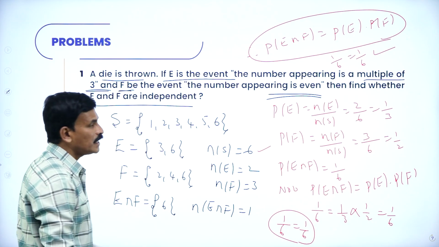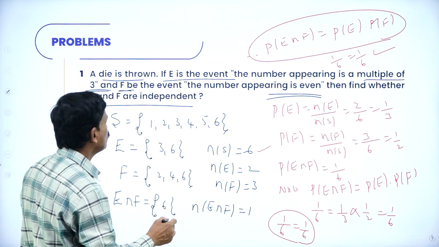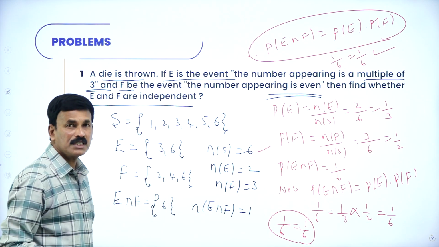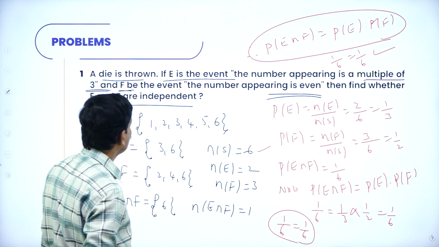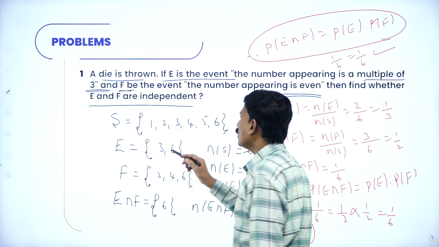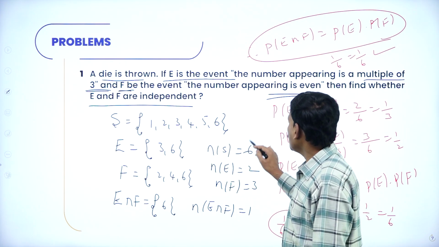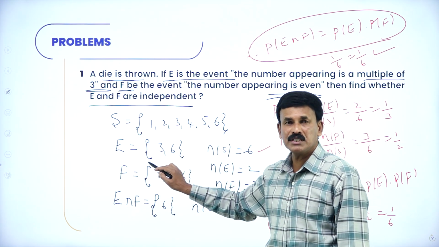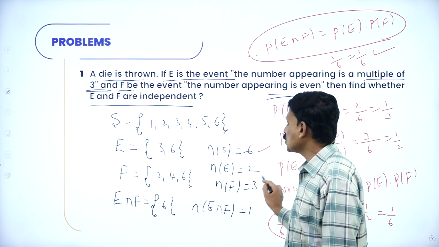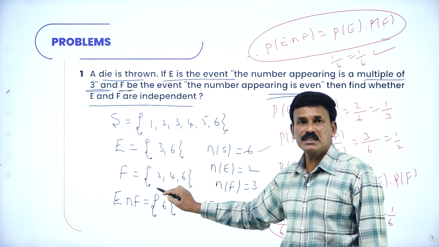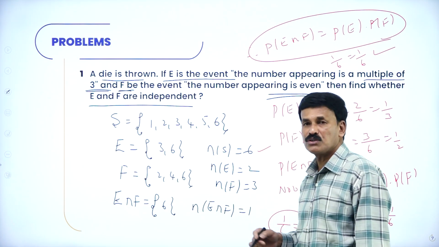Listen, a die is thrown. E is an event that the number appearing is a multiple of 3 and F is an event that the number appearing is even. Then find whether E and F are independent events. Now, the sample space S contains 1, 2, 3, 4, 5, 6. Therefore, N of S is equal to 6. E is an event that it is a multiple of 3: 3 and 6. So, N of E is equal to 2. And F is an event that it is an even number: 2, 4 and 6. Therefore, N of F is equal to 3.